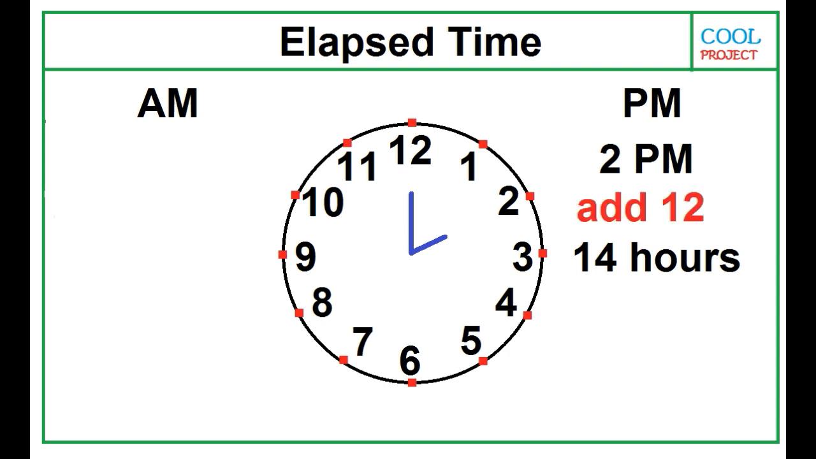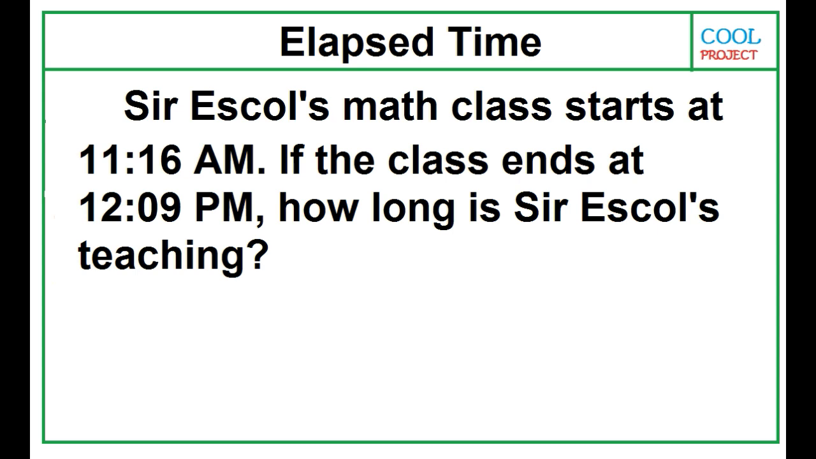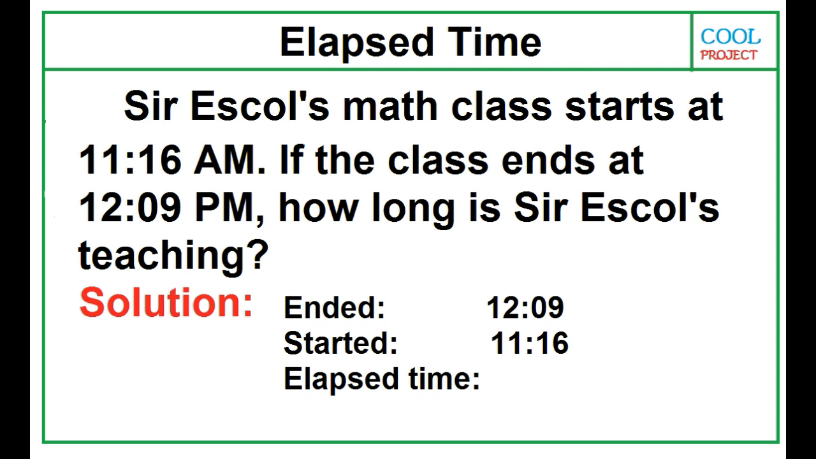Let's answer some problems. Sir School's math class starts at 11:16 a.m. If the class ends at 12:09 p.m., how long is Sir School's teaching? The time ended at 12:09 p.m. and started at 11:16 a.m. To find the elapsed time, just subtract 11 hours and 16 minutes from 12 hours and 9 minutes.